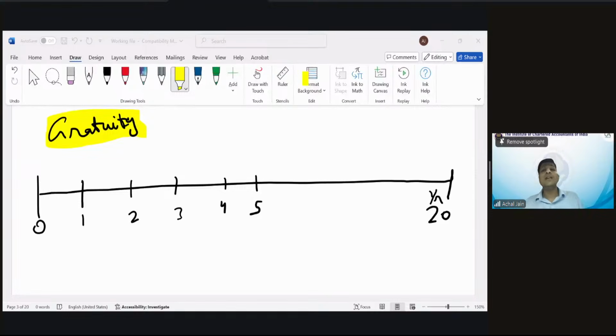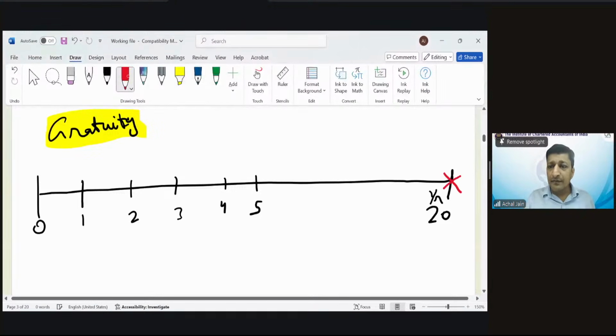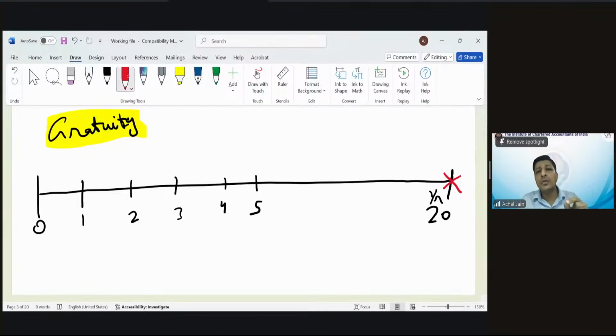When is this payable? At the end of the 20th year. So the actual cash outflow on the part of the employer will take place at the end of year 20.